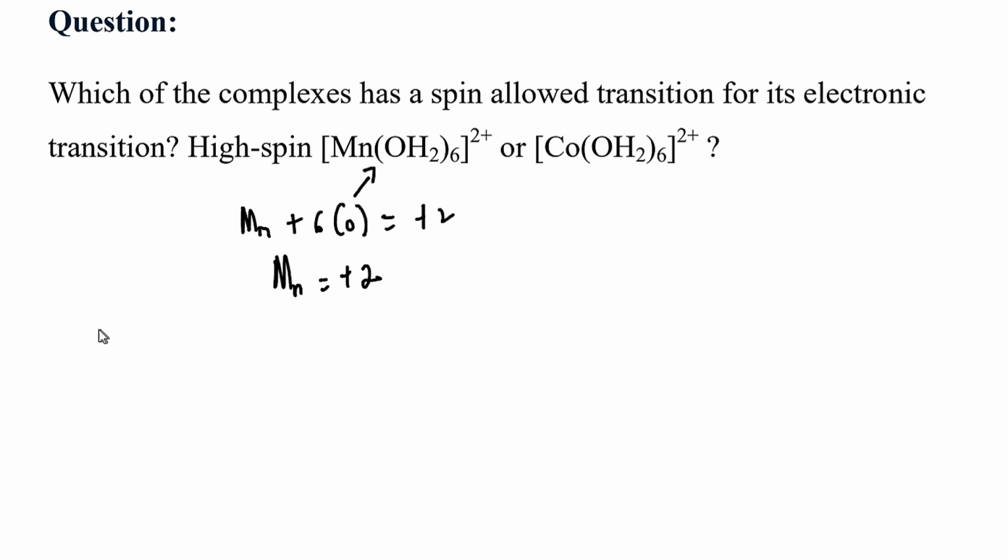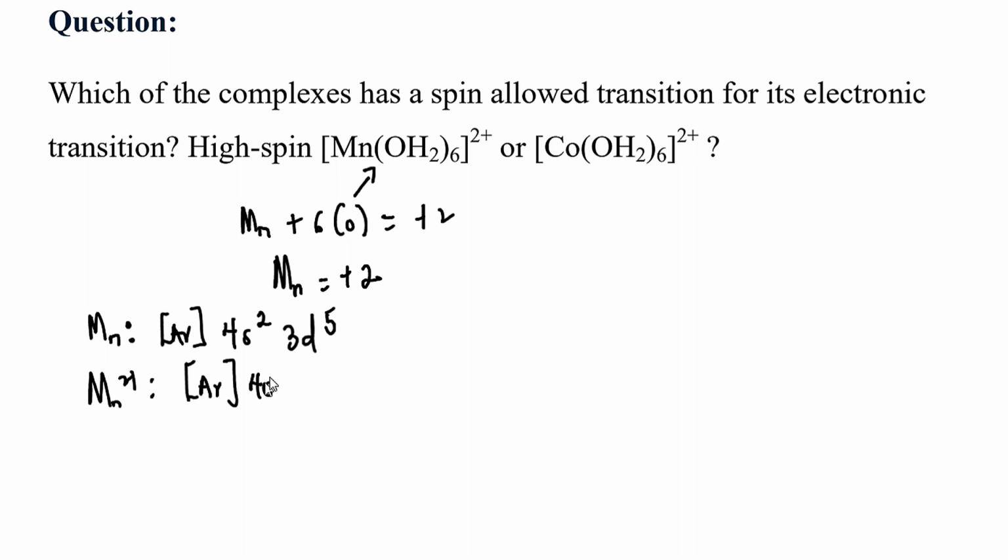So the configuration for Mn is basically Ar 4s2 3d5. So basically we have Mn2+ to be Ar 4s0 3d5. So this is a d5 configuration, right?